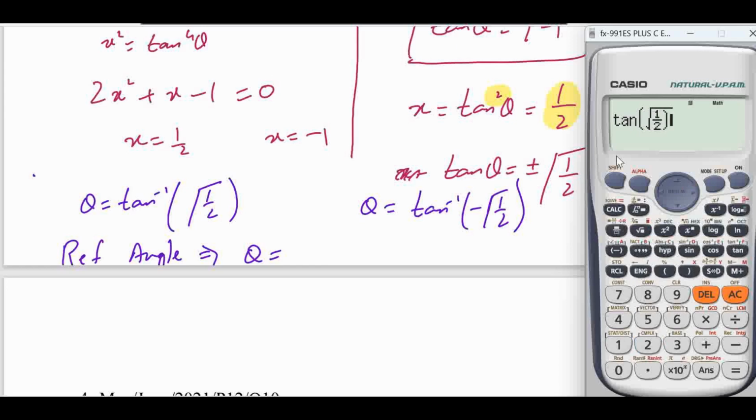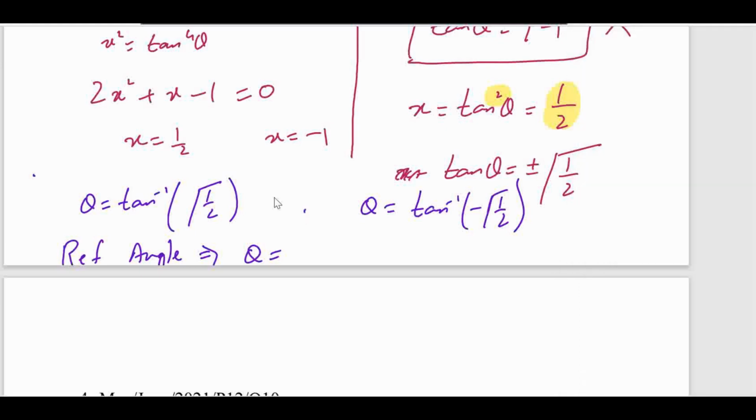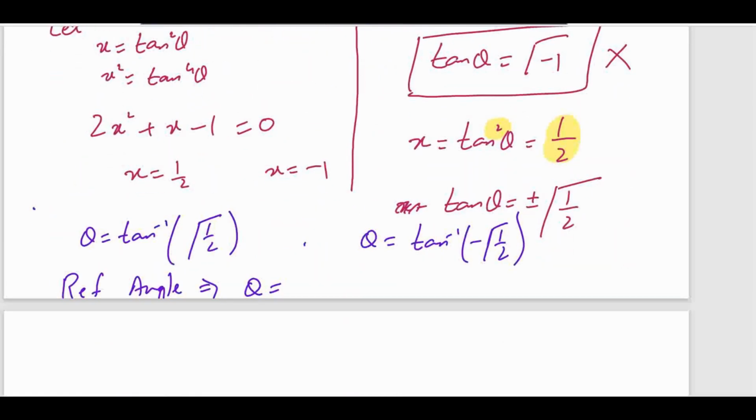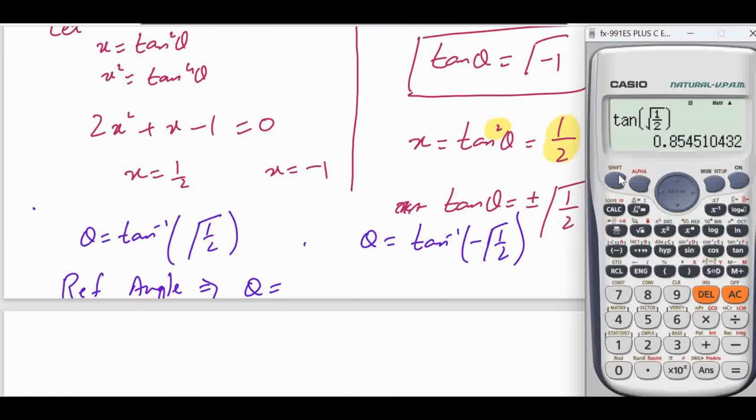So the reference angle will be... It should be in the degree mode or radian. Let's see this one. Okay, it should be in degree mode, and the calculator is in radian mode. First of all, let's convert it into degree mode. Now let's see the answer.